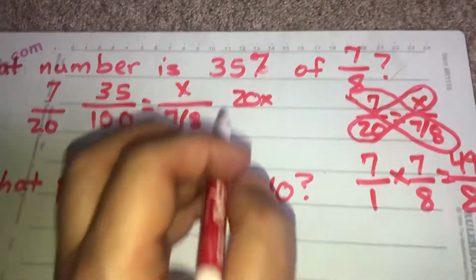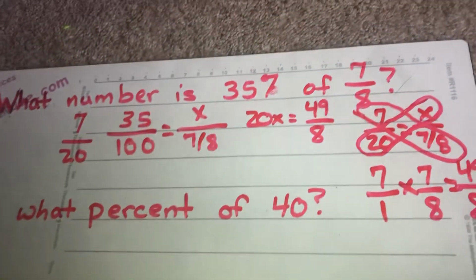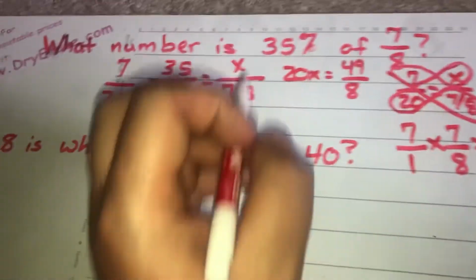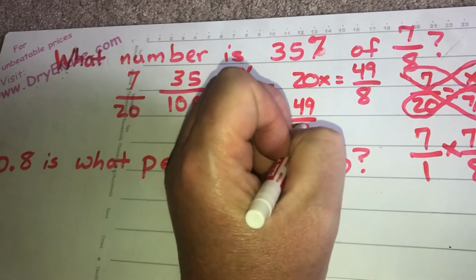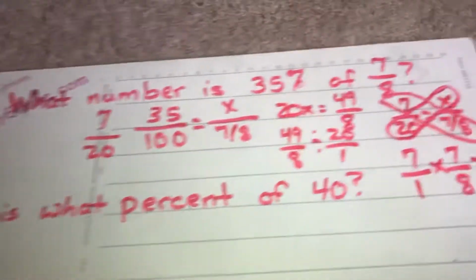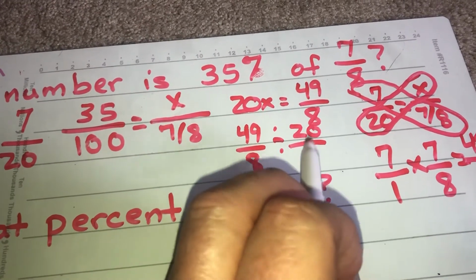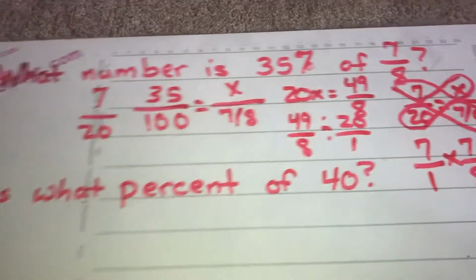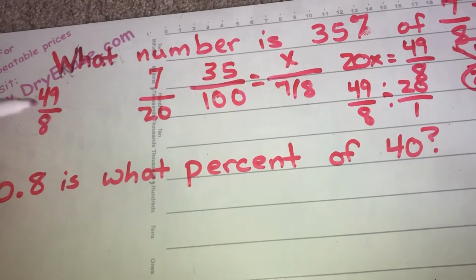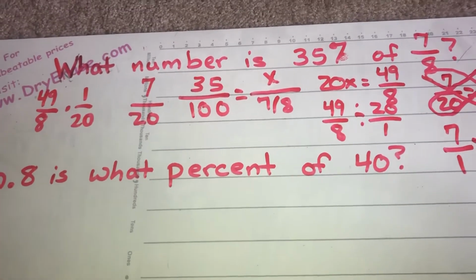That's the idea. So 20 times x equals 49 over 8, which means essentially what I'm doing is taking 49 over 8 and dividing it by 20 over 1. Now let's remember my rules of dividing fractions. I'm just going to turn this into a multiplication sign and make the reciprocal of 20 over 1, which means it's going to become 49 over 8 times 1 over 20.